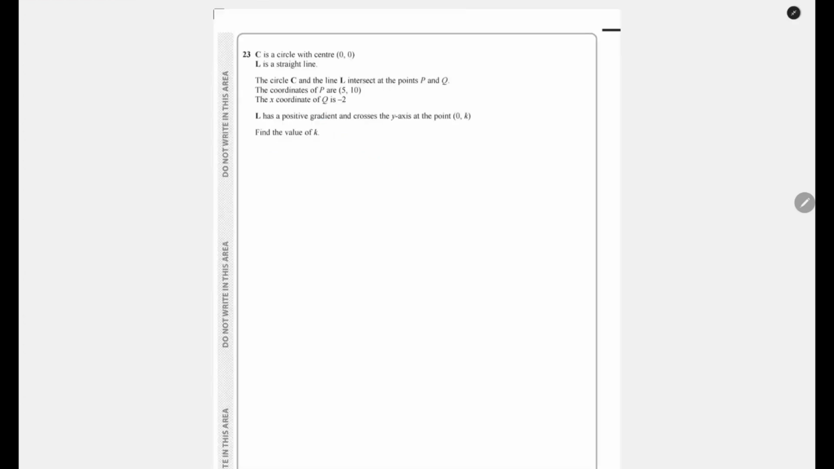The last question in this paper says that C is a circle with center 0, 0. L is a straight line. The circle C and the line L intersect at the points P and Q. The coordinates of P are 5, 10. The x coordinate of Q is -2. L has a positive gradient and crosses the y-axis at the point 0, k. Find the value of k.